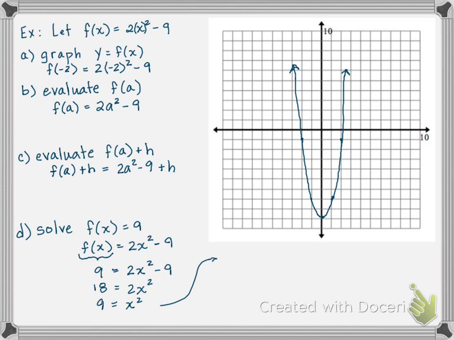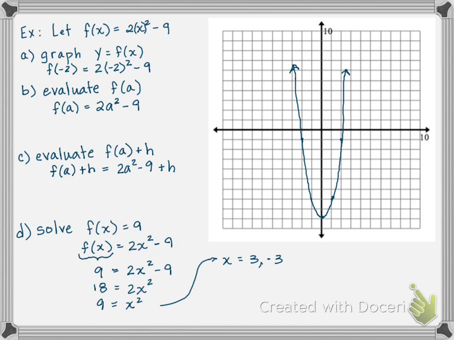And we haven't gone over how to solve equations like this, but we can kind of think it through, right? All this equation is asking for is any numbers that you can square to get positive 9. So what numbers can you square to get positive 9? 3. And negative 3, good.